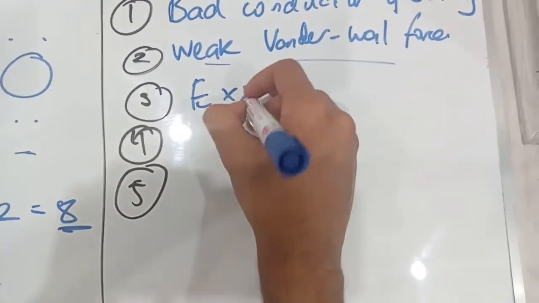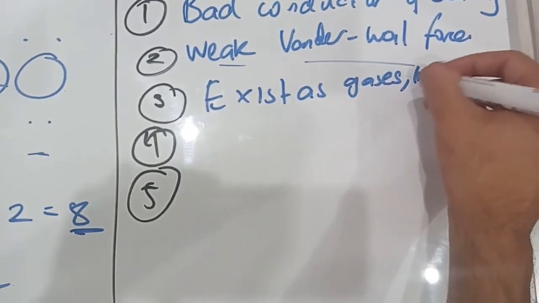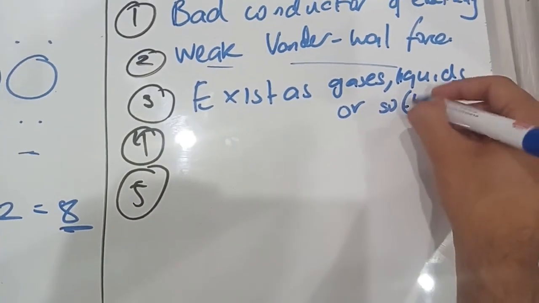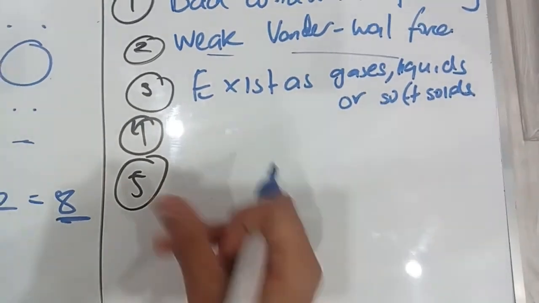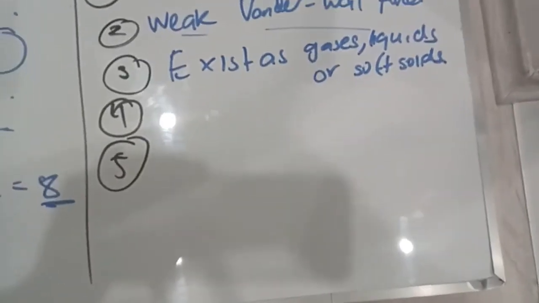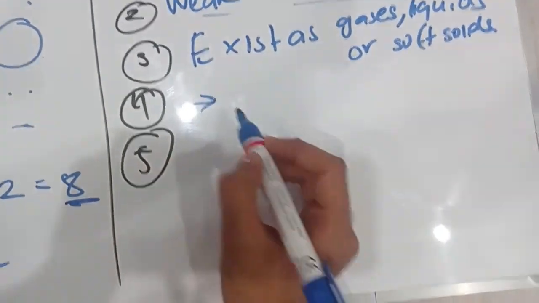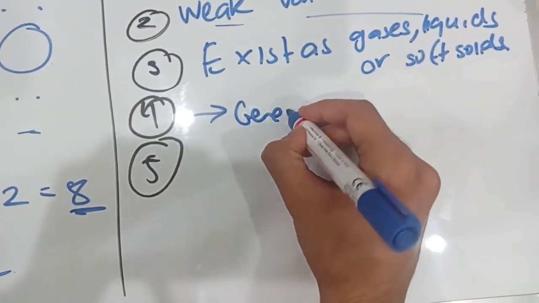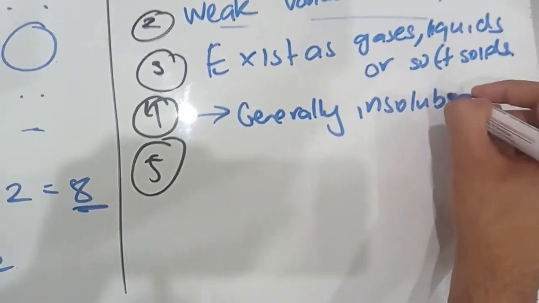They exist as gases, liquids, or soft solids. So the atoms are not very closely connected. And so since they're not closely connected, they don't exist as solids like ionic bonds do. Okay, next. They are generally insoluble in water. So they don't dissolve.